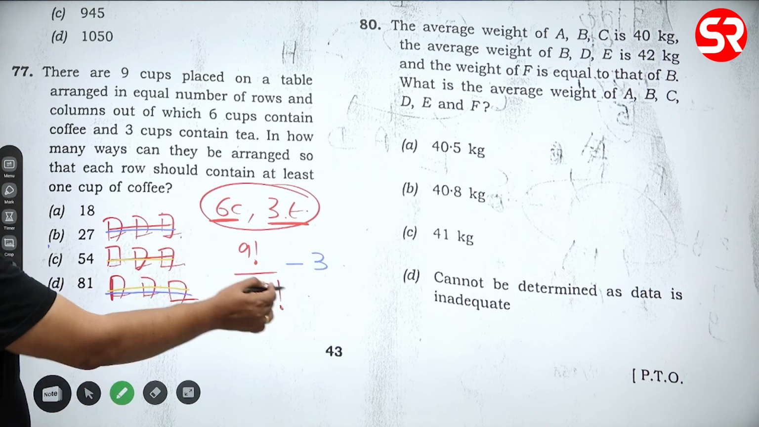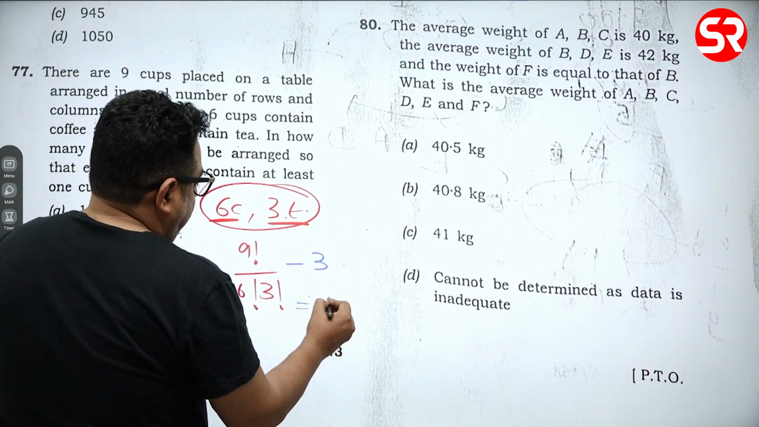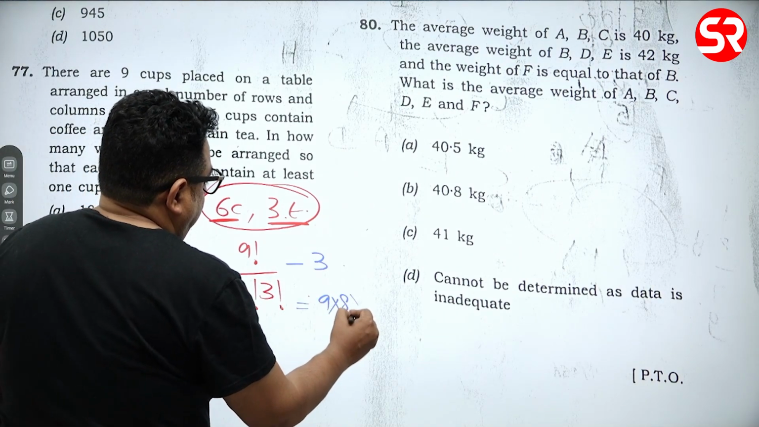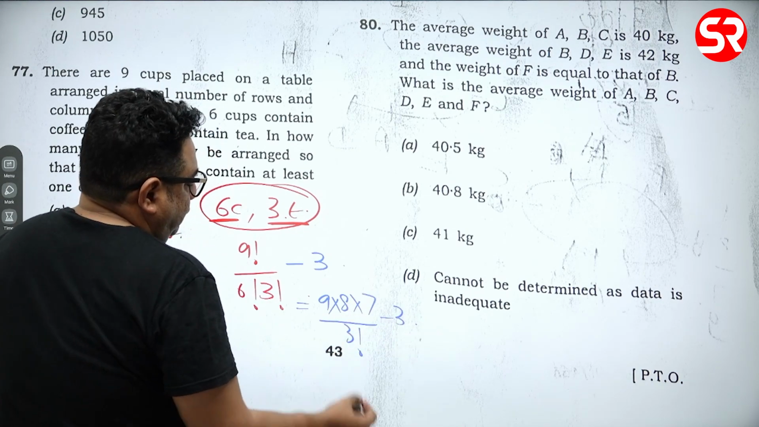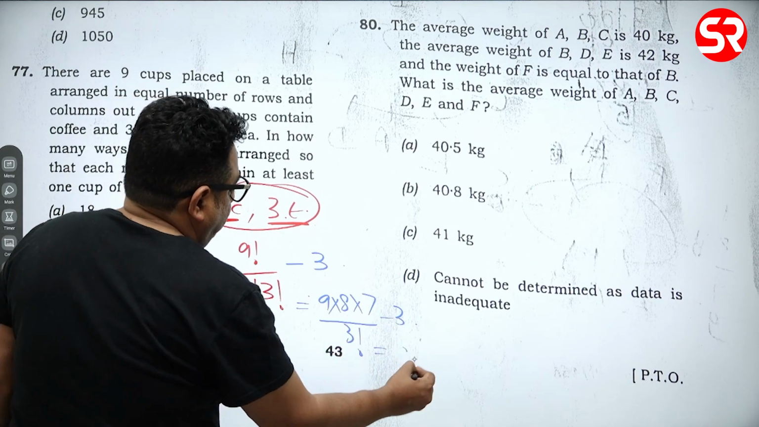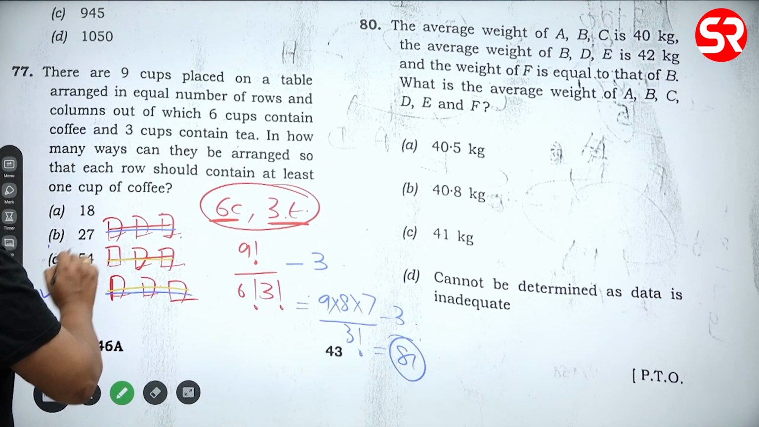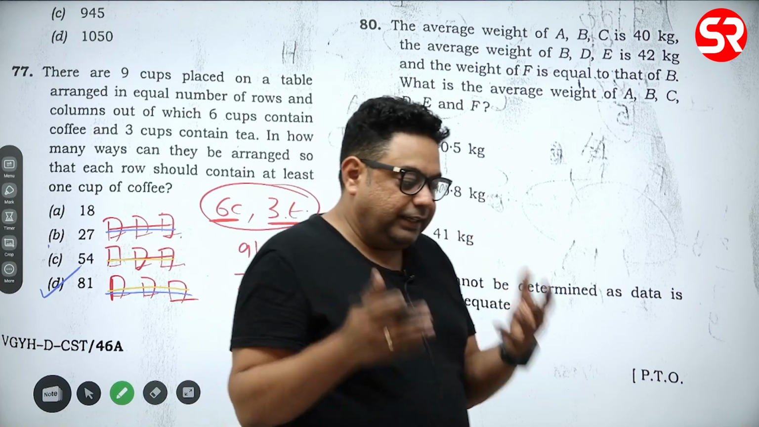So obviously, if you solve it, you want me to solve it? See, 9 into 8 into 7 upon 3 factorial minus 3. Now 3 factorial is 6. You cancel it. This comes out to be 81. Can you make it? Can you write it?